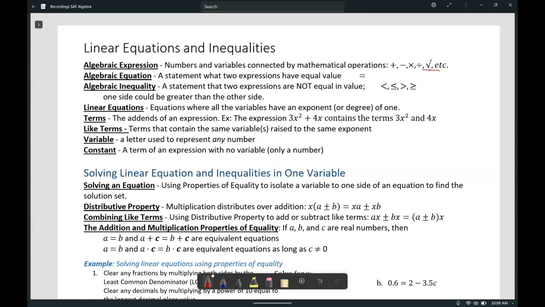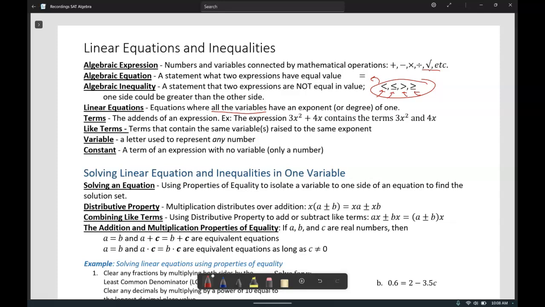An inequality differs from an equation in that it uses an inequality symbol instead of an equal symbol. So we have the inequality symbols for less than, less than or equal to, greater than, and greater than or equal to, rather than the equal sign. Linear equations are special equations where all the variables have an exponent or a degree of 1. And that's what we'll start with, linear equations, and we'll move into higher degree equations such as quadratic equations and so on.